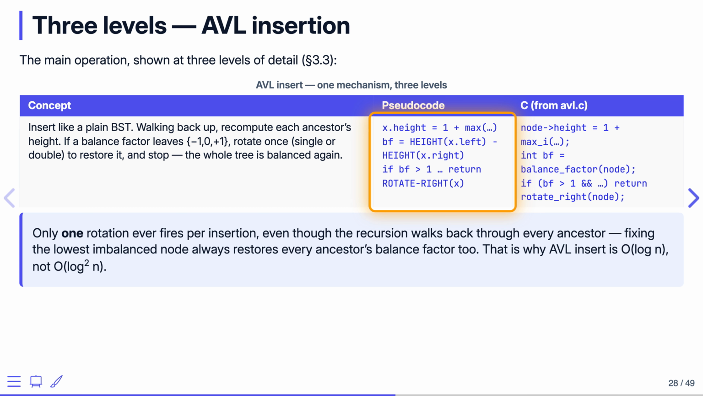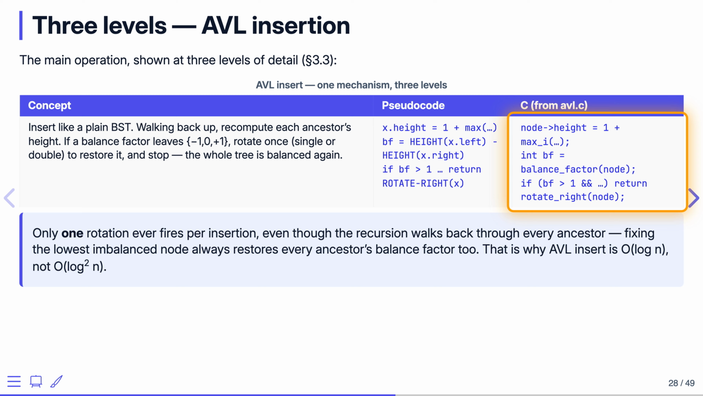In pseudocode, that is 3 lines. Set the height to 1 plus the max of the 2 children. Compute the balance factor as left height minus right height. Then, if the balance factor is greater than 1, return rotate right. The C code says exactly the same thing. Node arrow height gets 1 plus max of the two child heights. BF gets balance factor of node. And if BF is greater than 1, return rotate right of node.